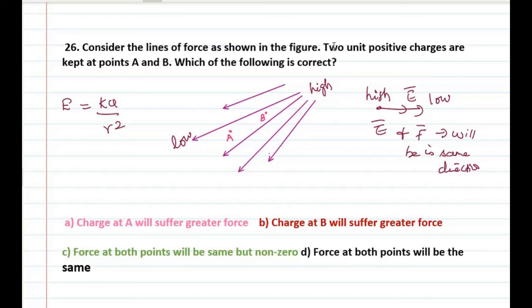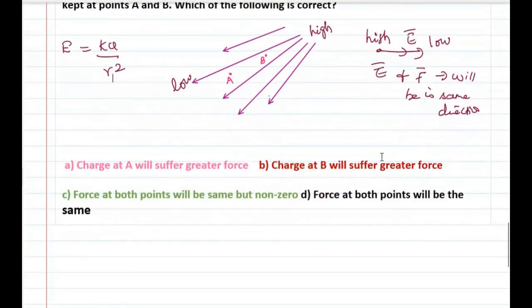Force at both points will be the same but non-zero? No. Force at both points will be the same, option D, that is also wrong. So charge at A will suffer greater force, or charge at B will suffer greater force. Which will suffer greater force? We have to find out.